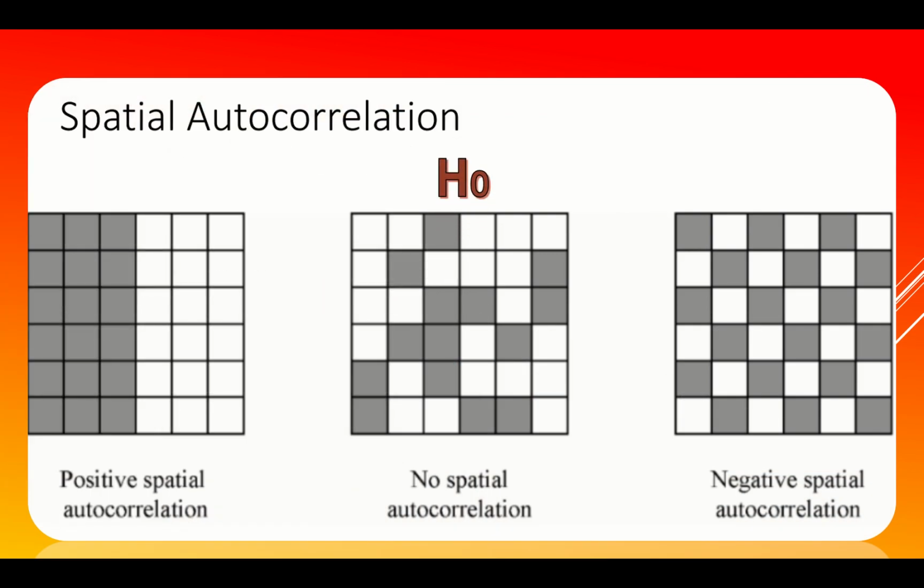So again, our null hypothesis with the Moran's I test is that there's no spatial autocorrelation clustering going on. And then if we reject that, we either say we have a negative spatial autocorrelation, a more uniform distribution of points, or we have a positive spatial autocorrelation, which is basically clustering.